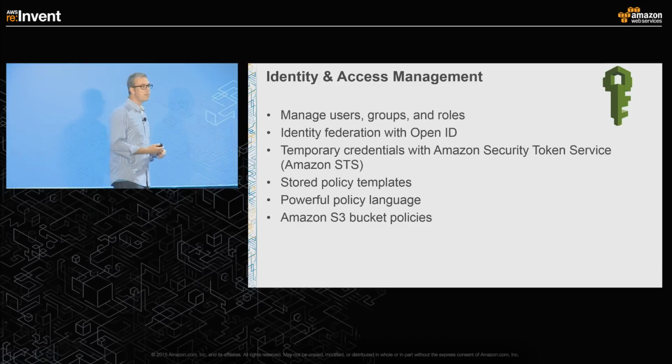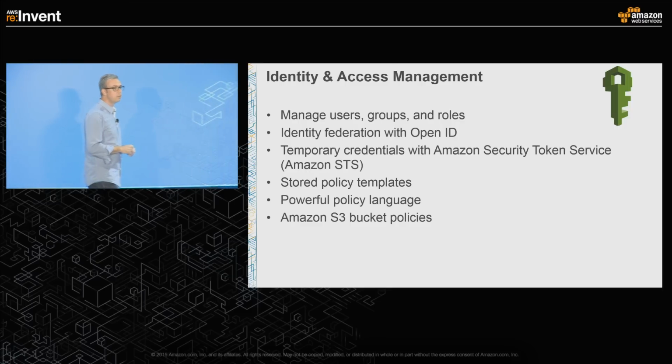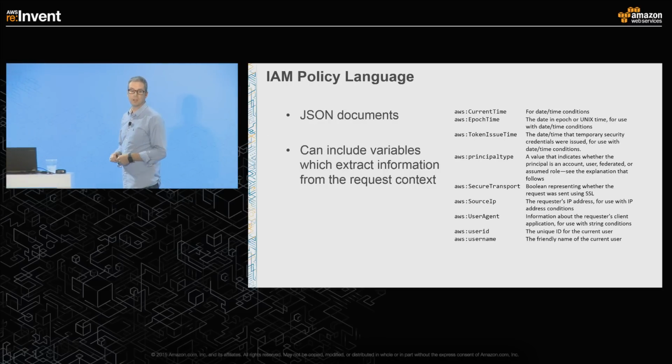So identity and access management is a system within AWS that allows us to secure data on S3 and manage users and groups and roles in a very sophisticated fashion. It's based on a policy language, and we're going to look at some of the ways you can use that against your S3 environment to secure S3.